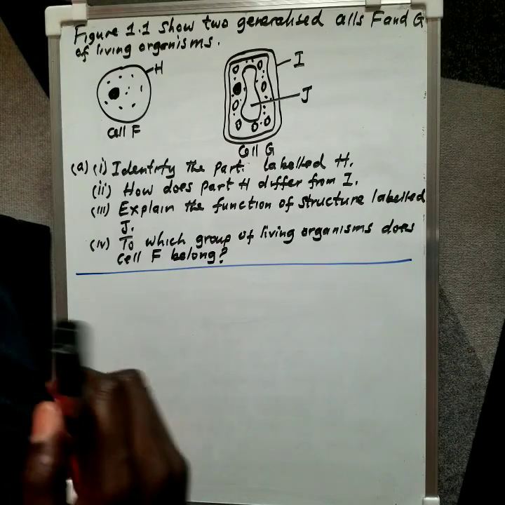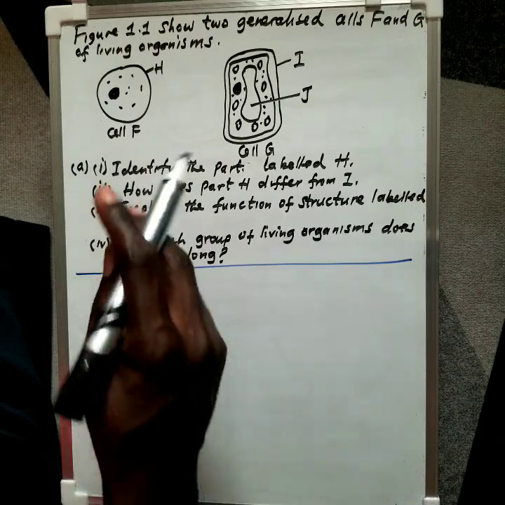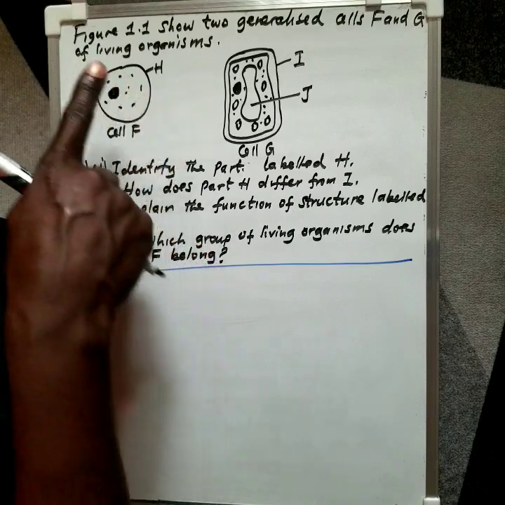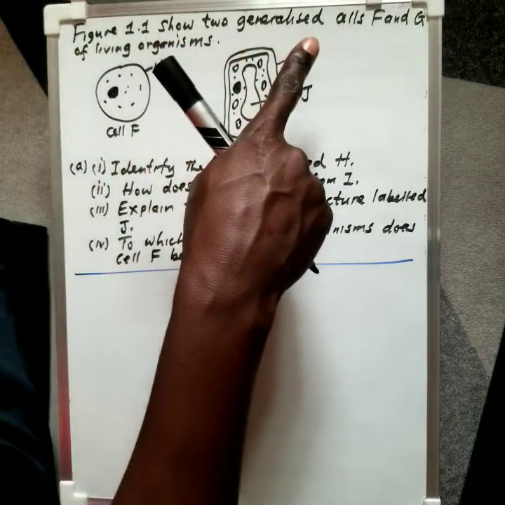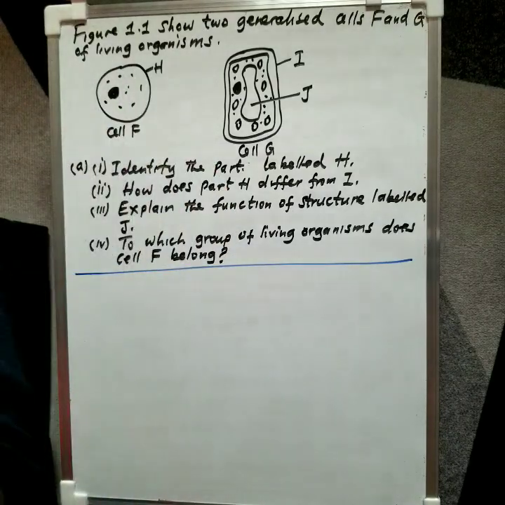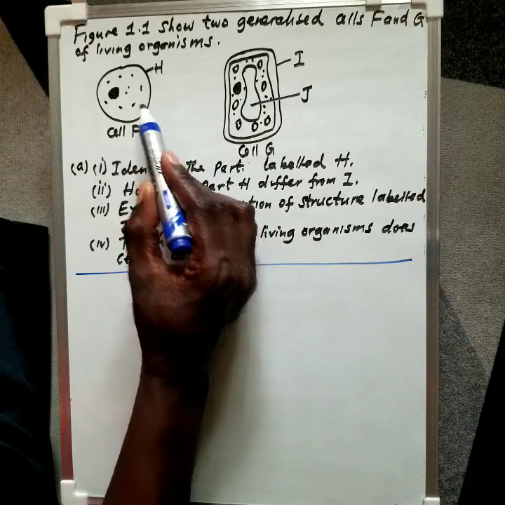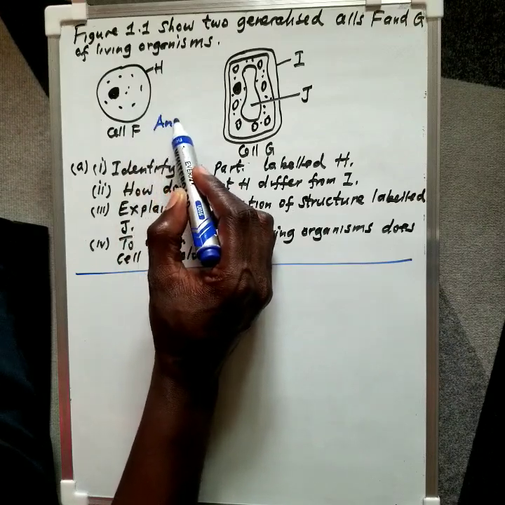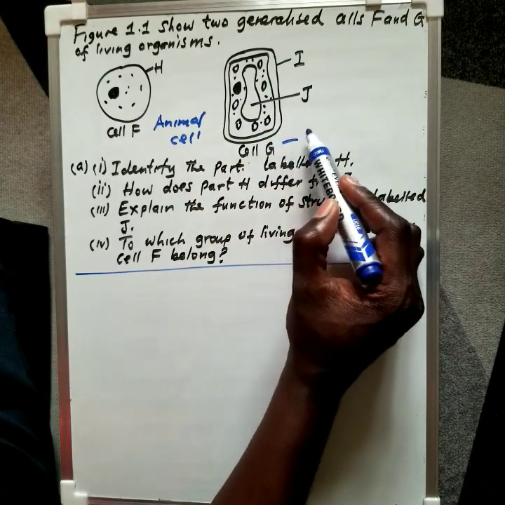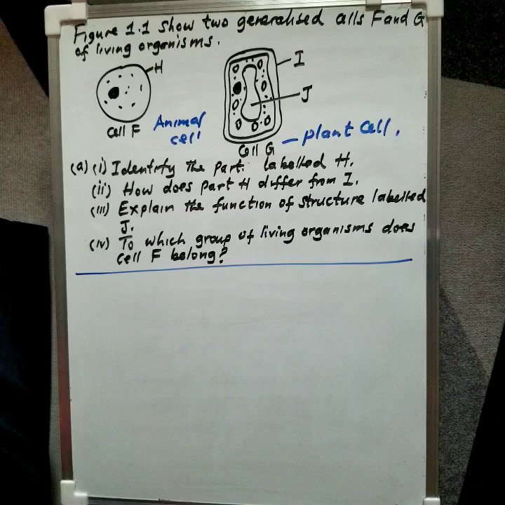So welcome to another segment as we try to look at another question paper. This is basically 2022. It says figure 1.1 shows a generalized cell F and G of living organism. Of course, if you're able to identify automatically, F is simply coming from what we call an animal cell, and G is representing a plant cell. That's what you need to remember.